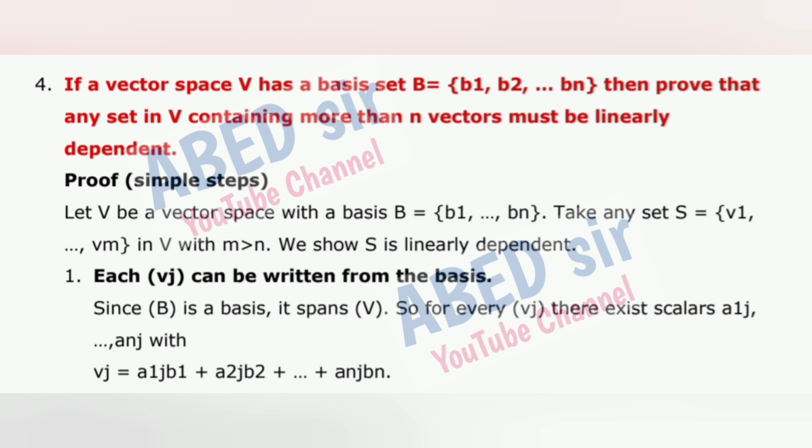Each vj can be written from the basis. Since B is a basis, it spans V. So for every vj, there exist scalars a1j, ..., anj with vj = a1j b1 + a2j b2 + ... + anj bn.